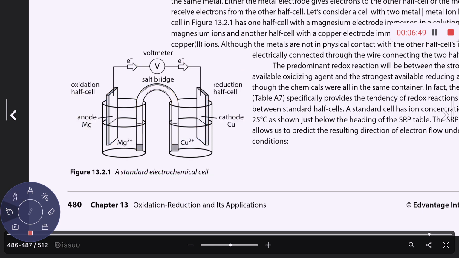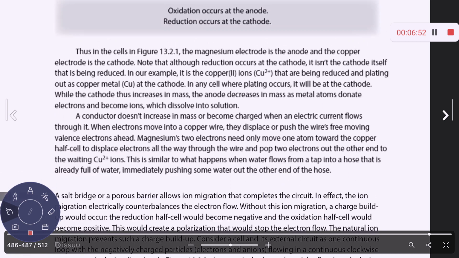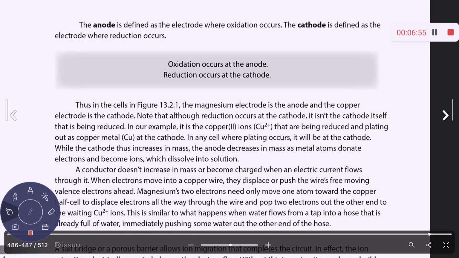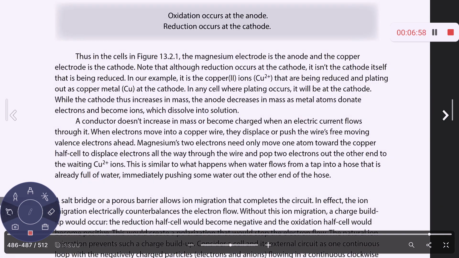And on the next page, they talk about electrodes gaining mass and losing mass. So let me explain how this occurs. The copper compartment on the right-hand side, the copper ions that are in the solution are taking electrons on, and they are being reduced, which means now we're forming copper metal. And that copper metal is going to accumulate on the copper electrode, and we call that plating.